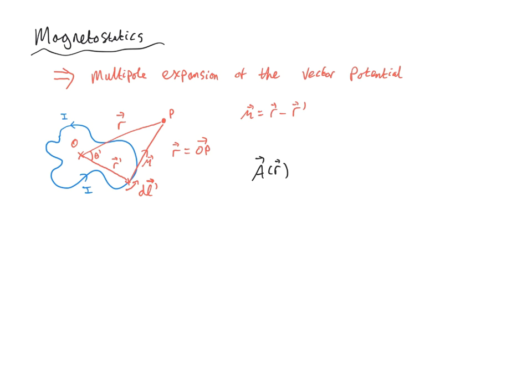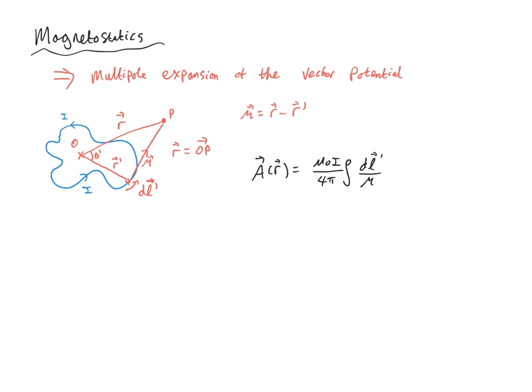So A, the vector potential, located at a position r, is precisely this vector OP, the point P with respect to the origin O. And that is given by mu naught I, where I is the current, divided by 4 pi, and then the integral of dl primed vector over script r, the separation between source and field points.